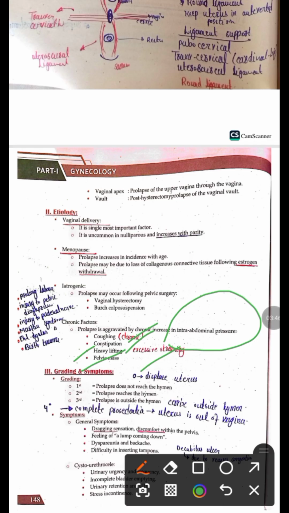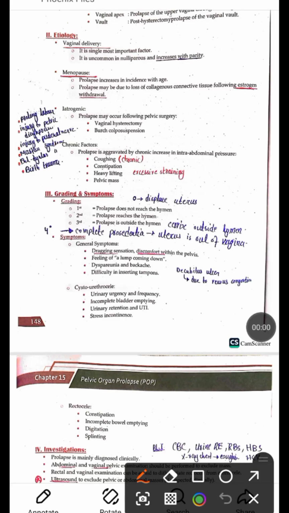The other causes that lead to pelvic organ prolapse include prolonged labor, injury to the pelvic diaphragm, injury to the pudendal nerve that supplies the pelvic diaphragm, or certain connective tissue disorders, including Marfan syndrome and Ehlers-Danlos syndrome, which also lead to pelvic organ prolapse. And there is another factor, which is birth trauma, which may be a cause of pelvic organ prolapse.